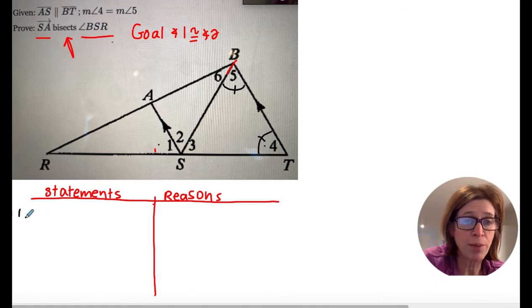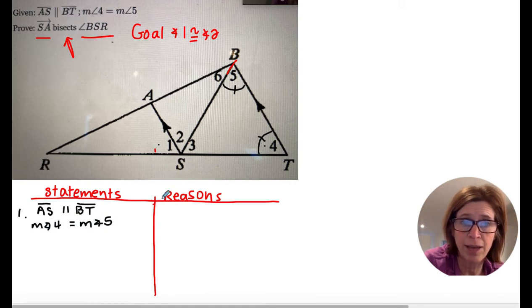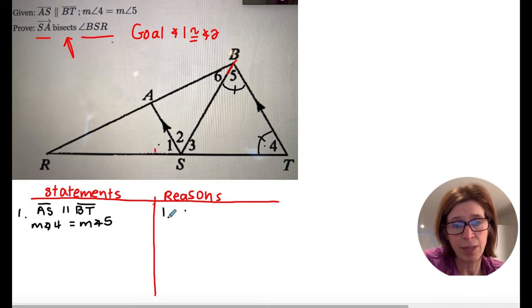Well, I'm going to get started with my given. And I'm going to do AS is parallel to BT, and the measure of angle 4. Now, you could separate the givens here, but I'm not going to do that. Okay? All right, so that's given to me.